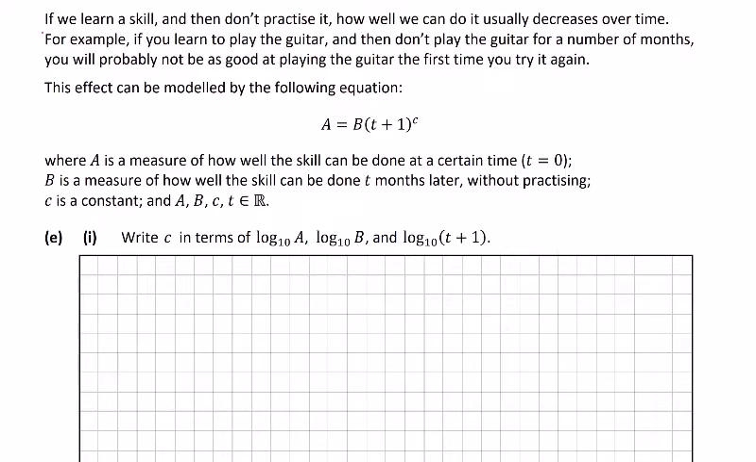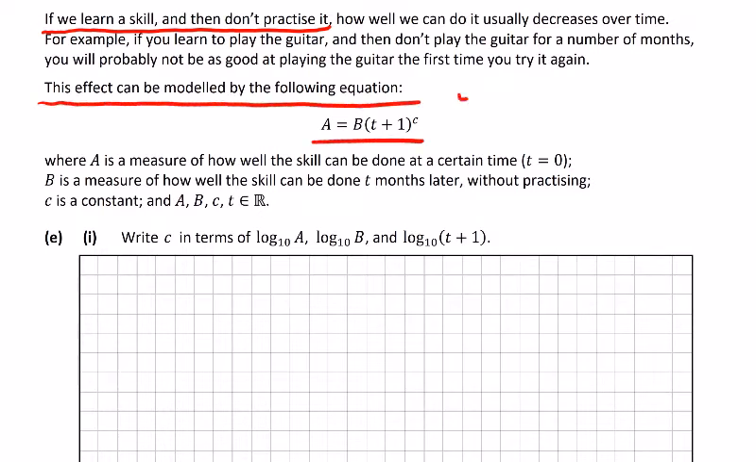So continuing with the model in this question of you need to study. If we learn a skill and don't practice it, how well we can do it usually decreases over time. For example, if you learn to play the guitar and you don't play for a number of months, you will probably not be as good at playing the guitar as the first time you try it. This effect can be modeled using the following equation.